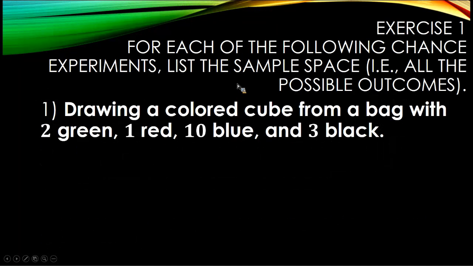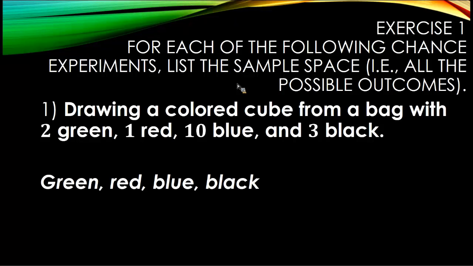Exercise 1. For each of the following chance experiments, list the sample space and all the possible outcomes. So drawing a colored cube from a bag with 2 green, 1 red, 10 blue, and 3 black. Well, we have green, red, blue, or black. That's the sample space. Those are the possible outcomes for that experiment.